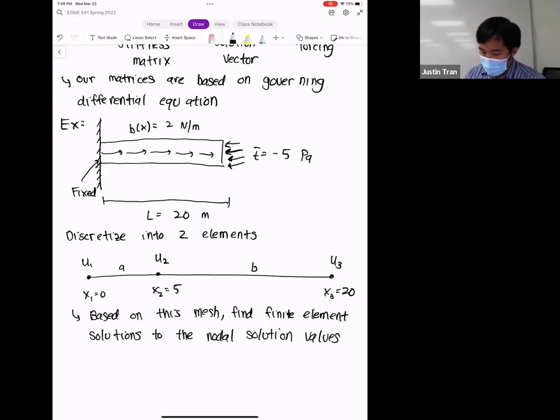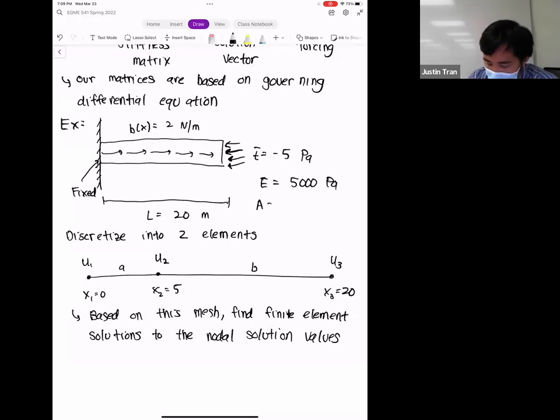Eventually we're going to have a global system that's 3 by 3, and that's going to solve for u1, u2, and u3. Oh, we also need the material properties. Our Young's modulus, we're going to say, is 5,000 pascals. So we have a constant Young's modulus throughout the entire rod.